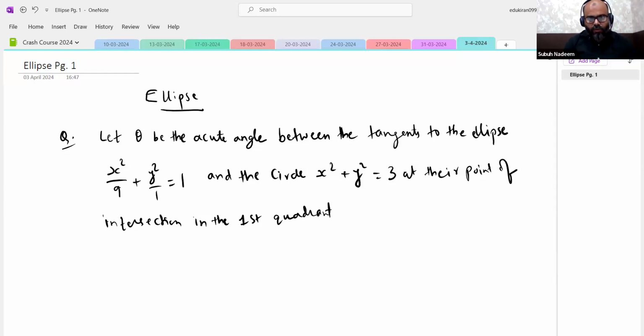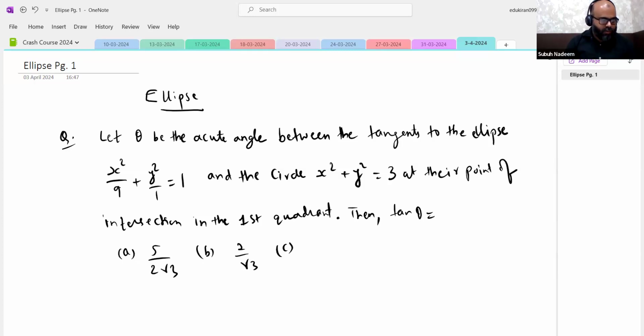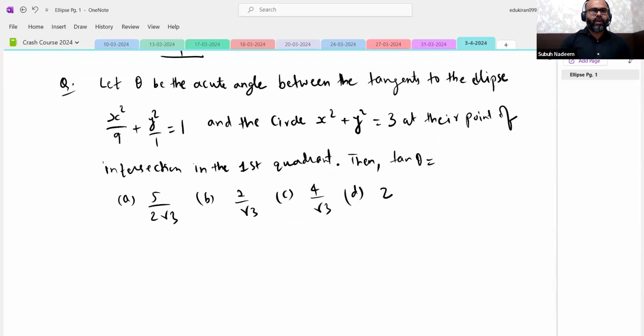Then tan theta is equal to 5 by 2 root 3, 2 by root 3, 4 by root 3, and 2. So let us draw the curve that will help us in understanding the question in a better way.